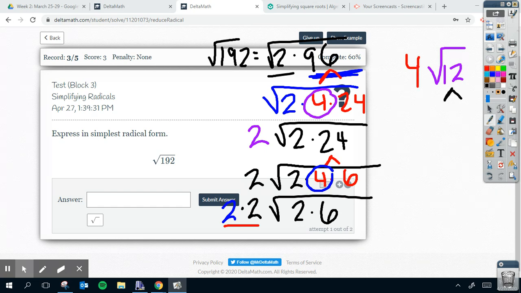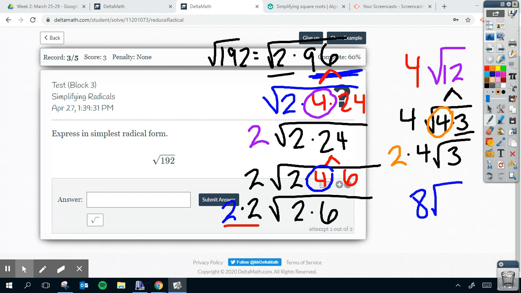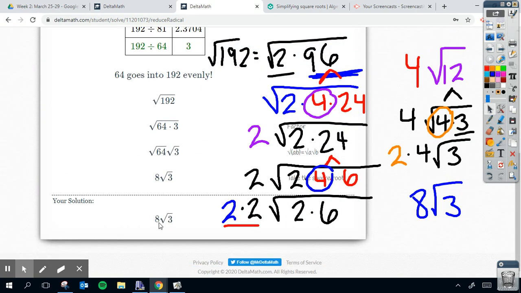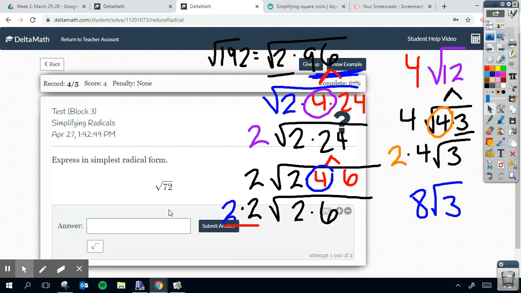Final steps, what goes into 12? I know this can be rewritten as the square root of 4 times 3. And I keep my 4 on the outside here. This can be moved to the outside. The square root of 4 is 2. So I move 2 to the outside times 4. And then what's left over in my radical is just that 3. To simplify this, my final step, 2 times 4 is 8. And in my square root, I have 3 left over. So let's see if this works. Yes, and it does. So that's what these problems are going to look like.